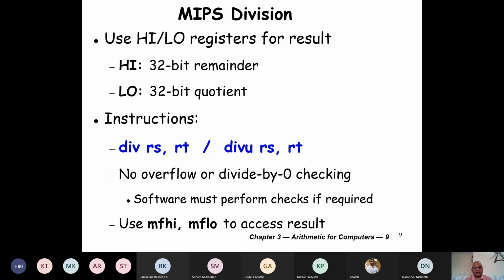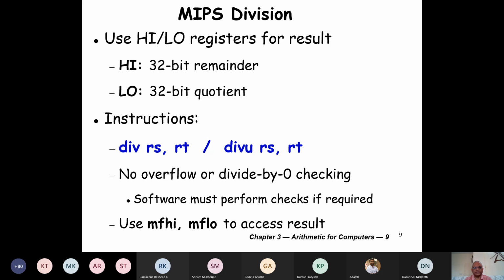And the instructions are divide RS, RT, and here these are the two source operands. And another one is divide unsigned. Before we use this instruction, we must ensure that the divisor is not 0.